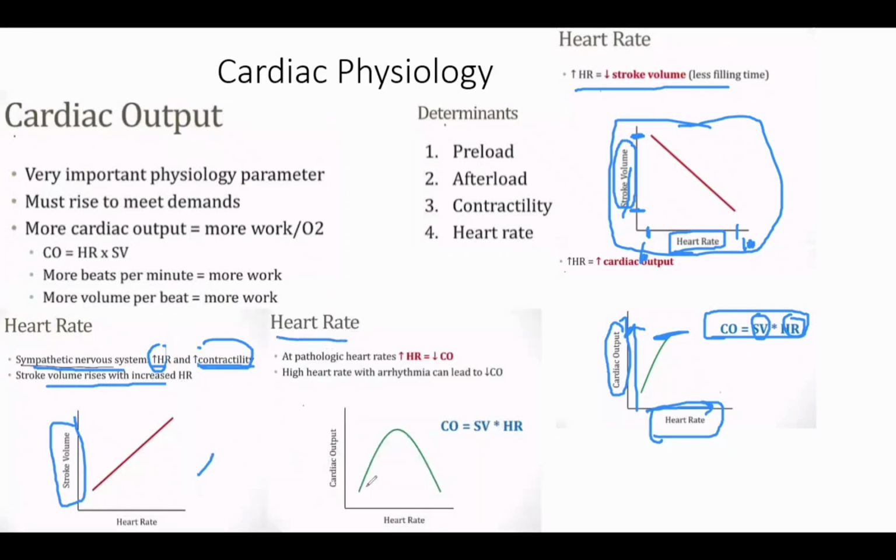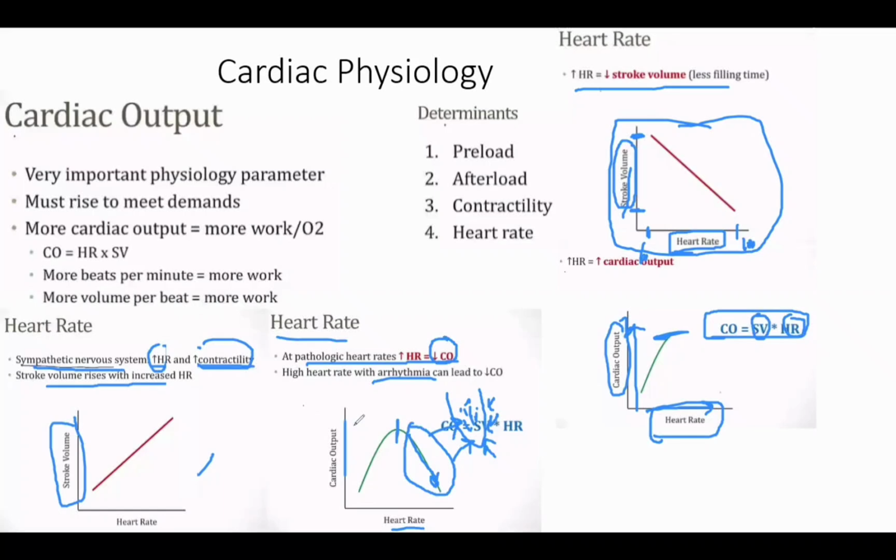But here is a condition in which, with increase in heart rate, the cardiac output first increases and eventually decreases. This condition, in which the cardiac output decreases with increase in heart rate, is a pathological condition. When the heart rate is pathologically increased, it will cause a decrease in cardiac output. When does it occur? It occurs with arrhythmias. In arrhythmias, there is not sufficient time for the ventricles to fill with blood, and the heart is contracting too fast. That is, the heart rate is very high, and eventually the cardiac output will fall in such a condition.